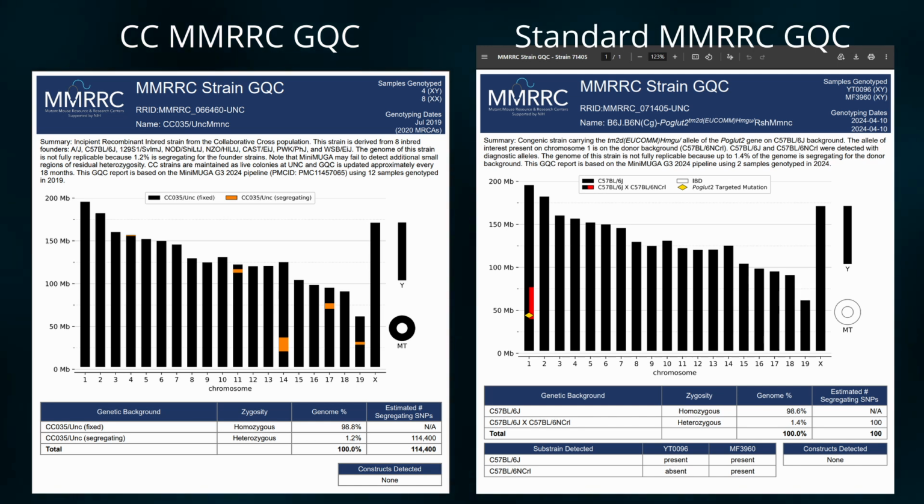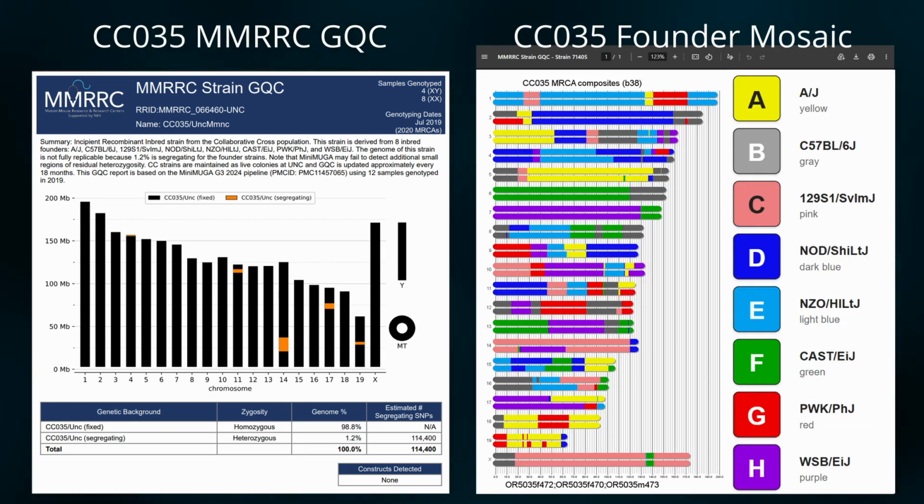here. The first reason for these differences is the fact that the genomes of CC strains are derived from 8 inbred strains, and thus representation of the genome in terms of primary and secondary backgrounds is meaningless. The strain GQC report is not intended to be a substitute for the 8-way mosaic that defines each CC strain.